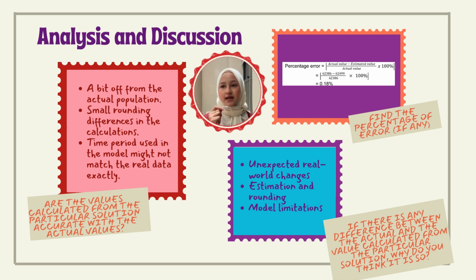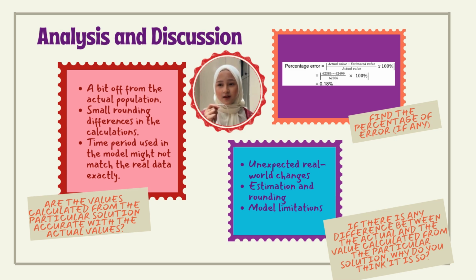Okay, now moving on to the analysis and discussion. Are the values calculated from the particular solution accurate compared with the actual values? And the answer is no. The estimated values were a bit off from the actual population. This could be because of small rounding differences in the calculations. Also, the time period used in the model might not match the real data exactly, which could explain the difference. Next, we calculated the percentage error, and we got 0.18%.